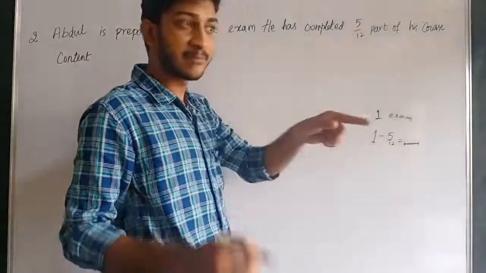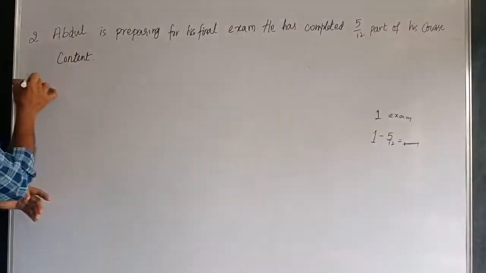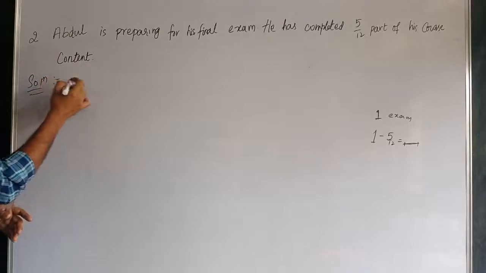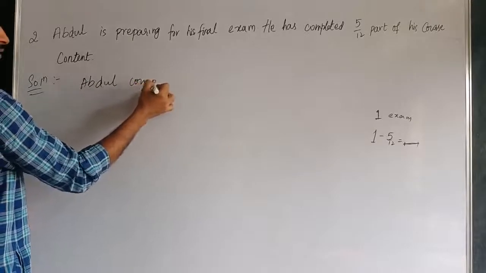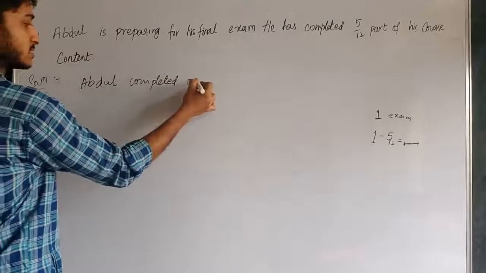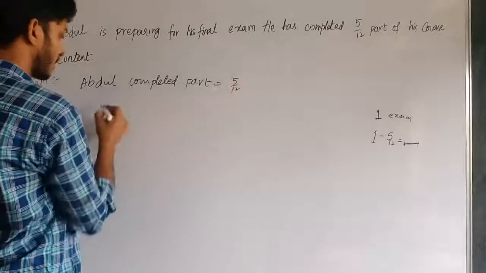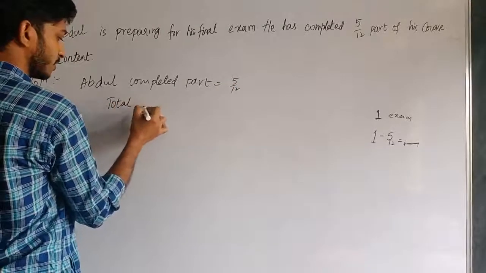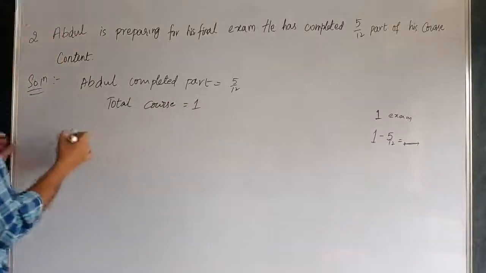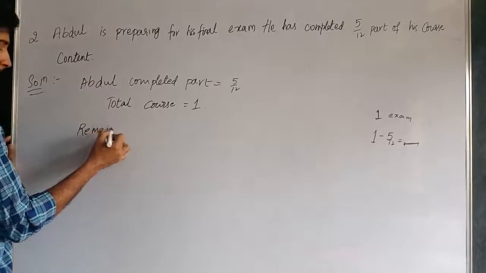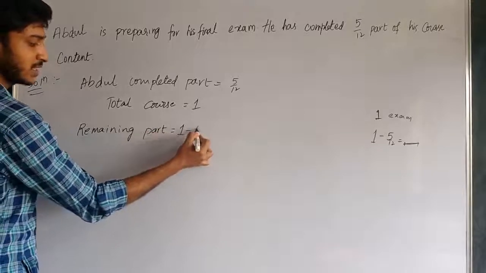Why am I taking one? Because I am preparing for one exam only. That's why I am subtracting from one. Okay. So Abdul completed a part. He completed 5/12. Okay. Total course equals 1. So remaining part equals 1 minus 5/12.